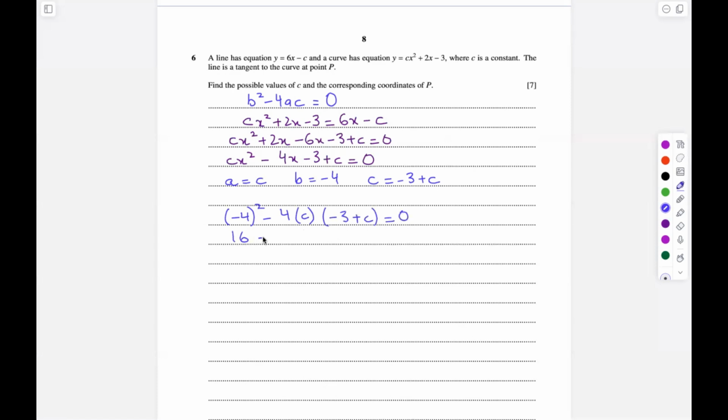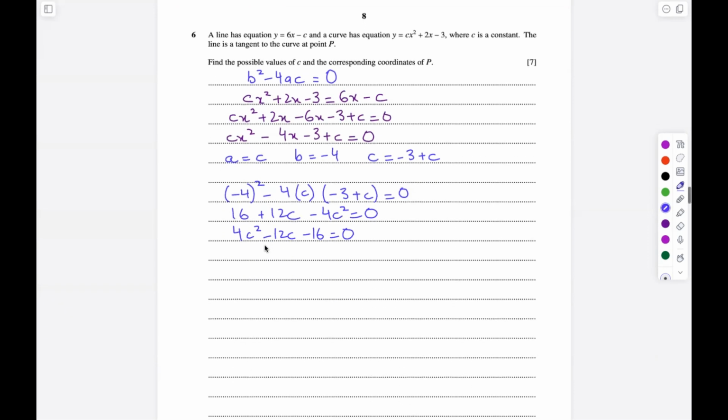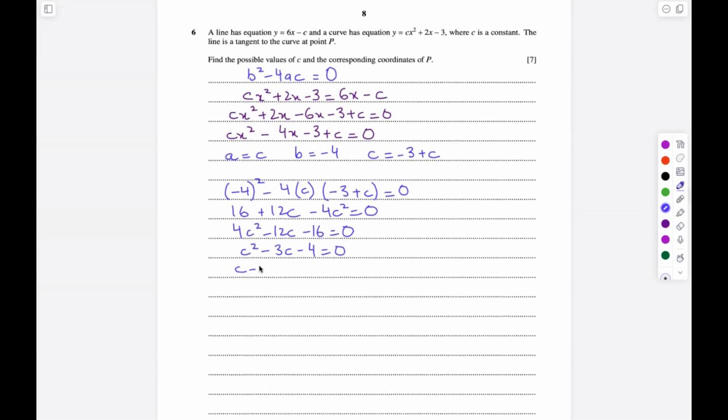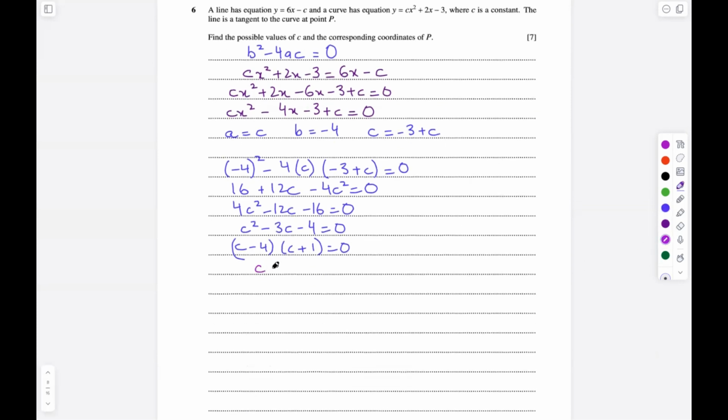Expanding this, we'll get 16 minus, so minus 4c times minus 3, that will become a plus 12c, and minus 4c times plus c, that will become minus 4c squared equals 0. Rearranging this, we can write this as 4c squared minus 12c minus 16 equals 0. And we can now divide this equation by 4 to write it as c squared minus 3c minus 4 equals 0. Factorizing this, we'll get c minus 4 and c plus 1 equals 0. So the two values of c are c equals positive 4 and c equals negative 1.